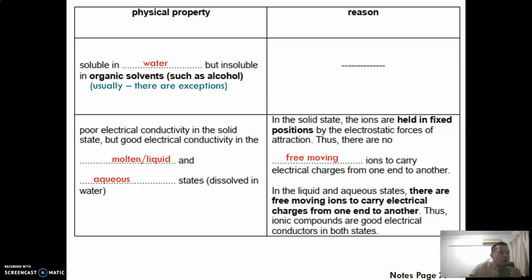But when we melt the ionic compound, or when we dissolve it in water, now we have overcome the ionic bonding, the electrostatic forces of attraction. The ions can move, and they can carry the electrical charges from one end to another. So therefore, in the molten or liquid state, and in the aqueous state, the ionic compound is a good conductor of electricity.